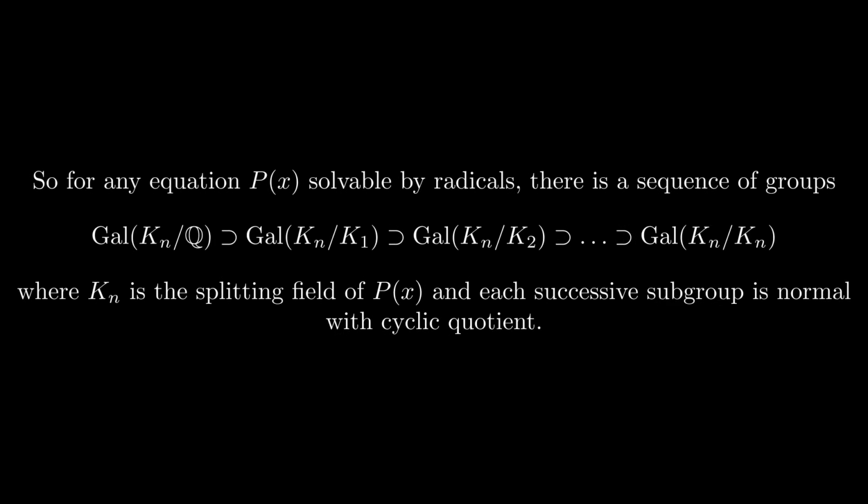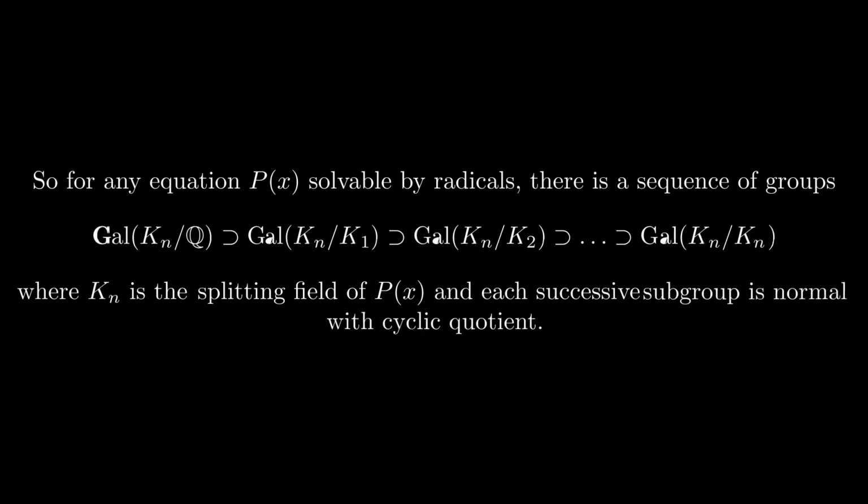If it's solvable by radicals, there is a sequence of subgroups of the full Galois group, Galois of Kn over Q, namely Galois of Kn over Ki, so that each is a normal subgroup in the previous, and the quotient is cyclic. In other words, there's an element g in each group, so that everything in the group is some power of g times something in the next smaller group.